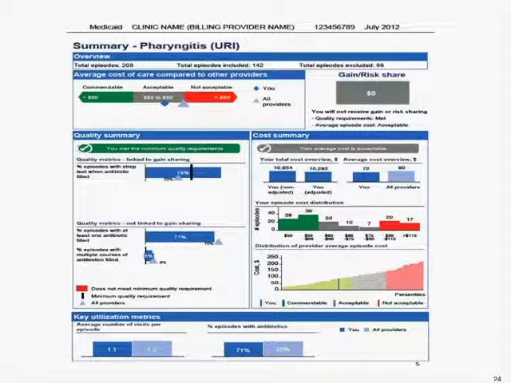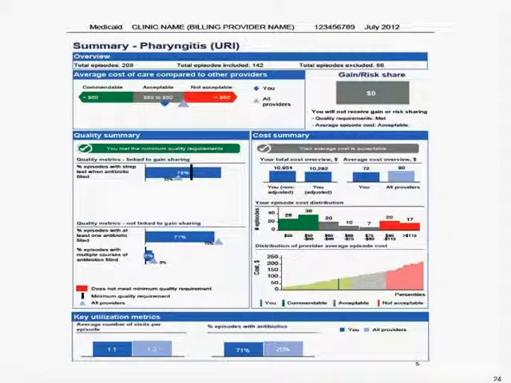The next section is the cost of care compared to other providers. Range from commendable in green, acceptable in gray, and not acceptable in red. Where you fall in this range is indicated by the dark blue diamond, and all other providers is indicated by the light blue triangle. As you can see from this example, the provider fell in the acceptable range. Also next to this section, you will see the gain risk share associated with this episode of care, which is 0 as they fall within the acceptable range.